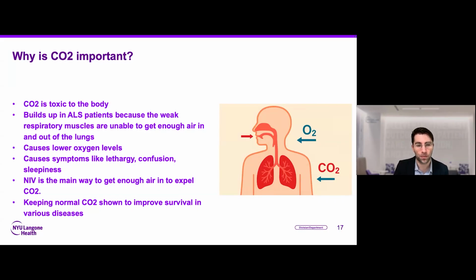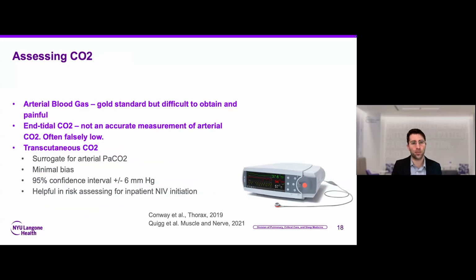We have shown in multiple studies now that a normal CO2 can help to improve survival in a number of disease states. So we think that the carbon dioxide itself can cause problems for patients regardless of disease. And one of the reasons we think that survival in ALS has improved is because with the non-invasive ventilator, we're able to keep carbon dioxide levels normal, and that can, we think, help to decrease the risk for infections for many patients. So how do we measure carbon dioxide?